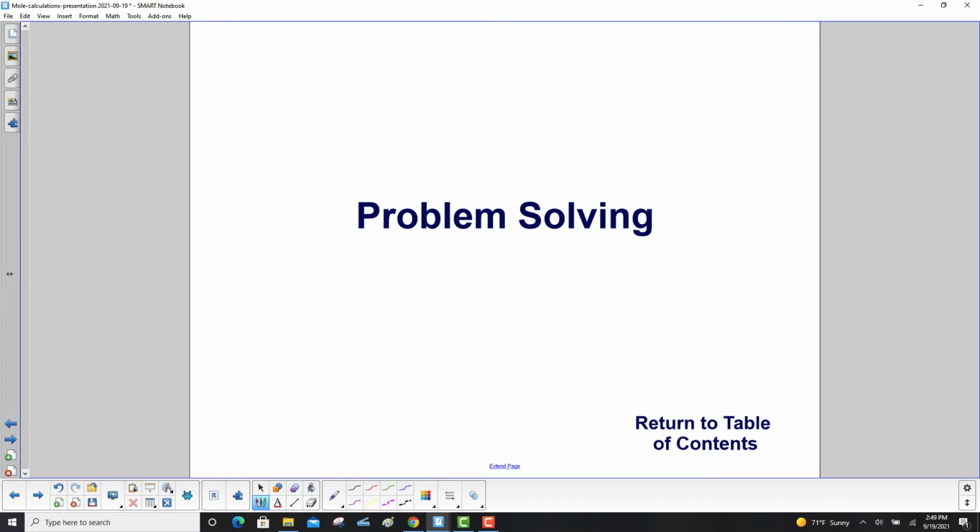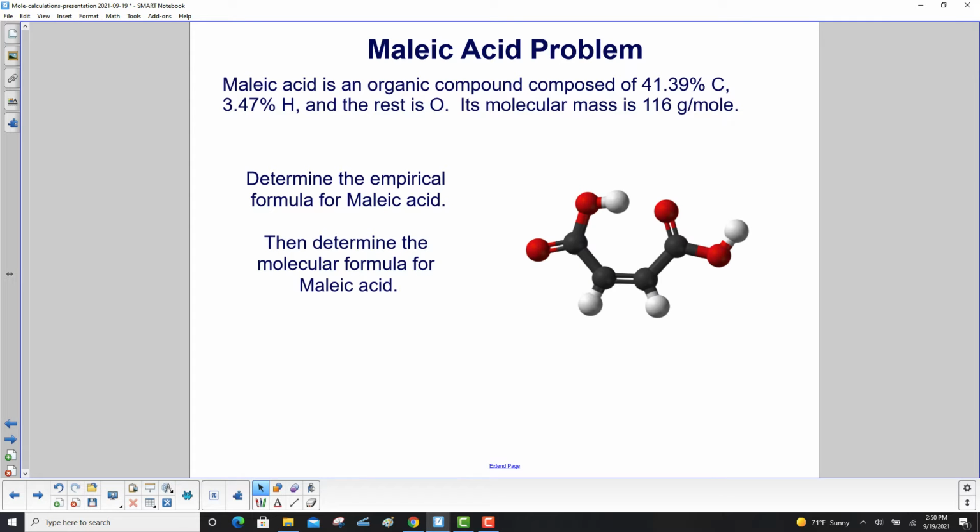Problem solving. Maleic acid is an organic compound composed of 41.39% carbon, 3.7% hydrogen, and the rest is oxygen. Its molecular mass is 116 grams per mole. Determine the empirical formula for maleic acid, then determine the molecular formula for maleic acid.